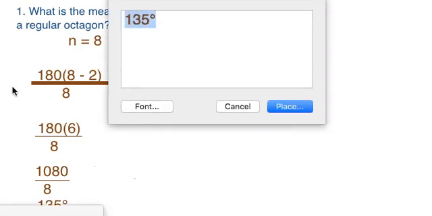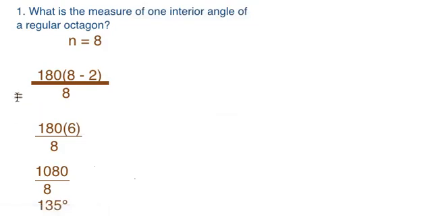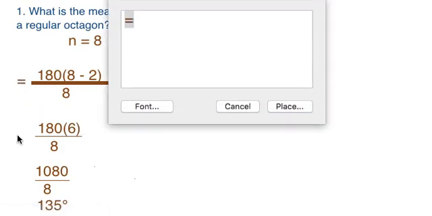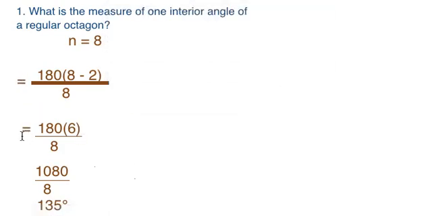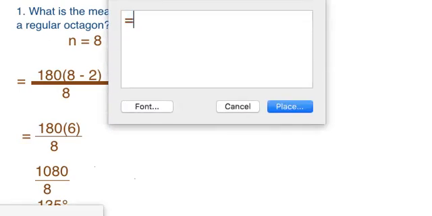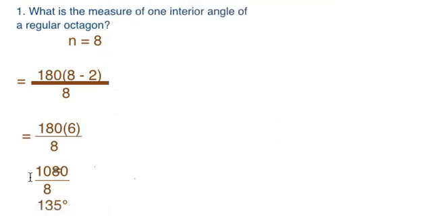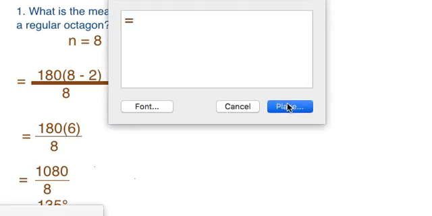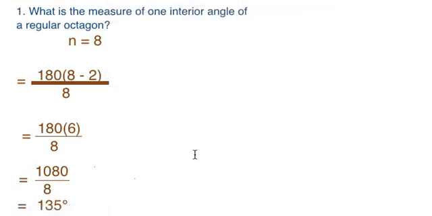I've got little equal signs going along here to keep track of my work, which is easier with a pencil than it is on screen, I can tell you that much. But if I do everything right, I'll have that 135 degrees is one interior angle, right? So far, so good. I'm just taking my formula, I'm plugging in the number in the right place. In this case, n is 8, so I plug it in there, and I calculate my answer.